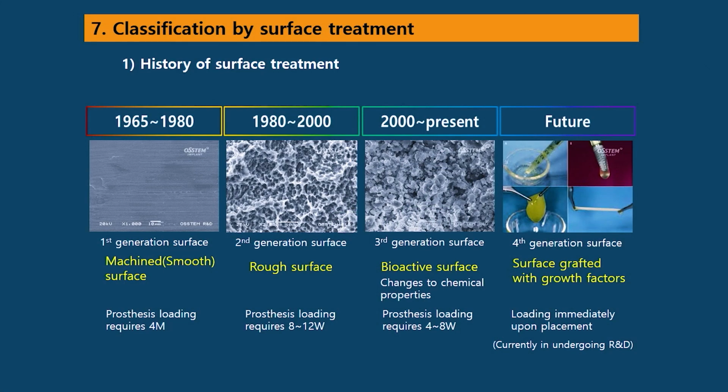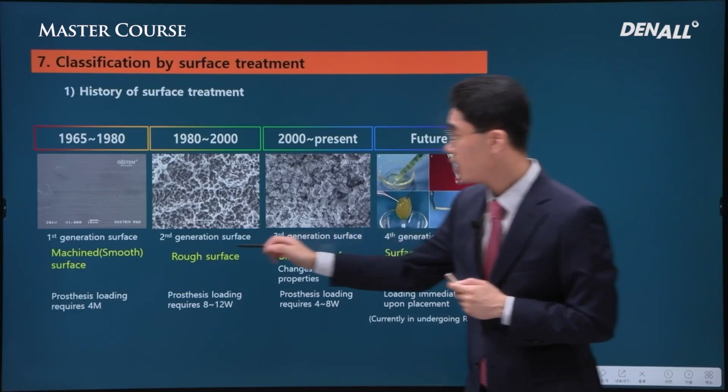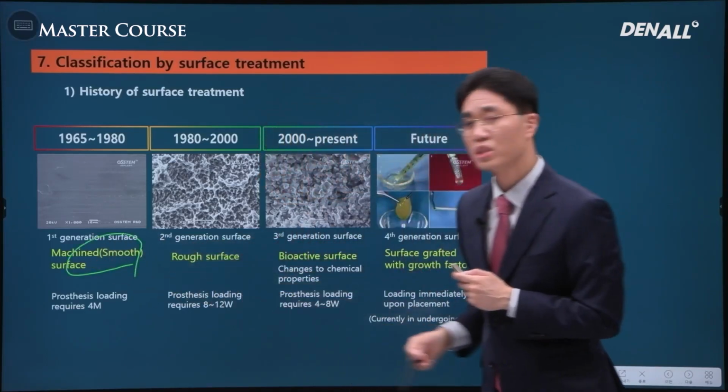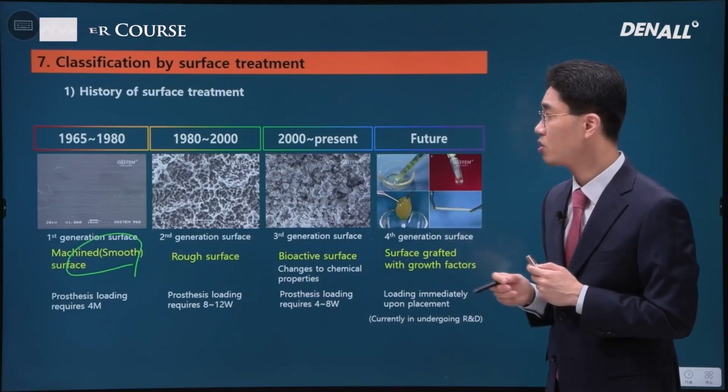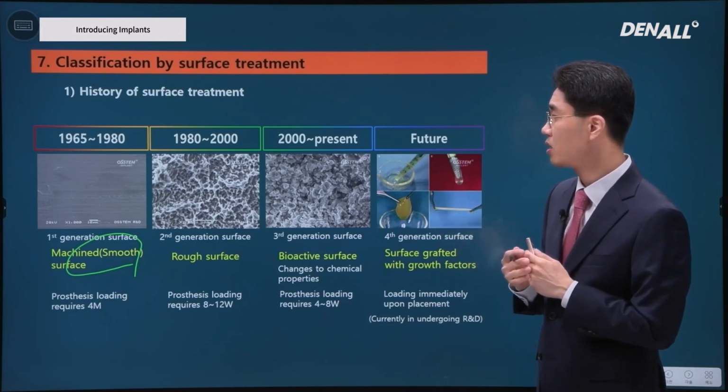Up until now, we have looked at macro design, and now we will look at the implant surface. There has been continued advancements in terms of implant surface. In the early days, we used a machined surface or smooth surface. This was the first generation surface.